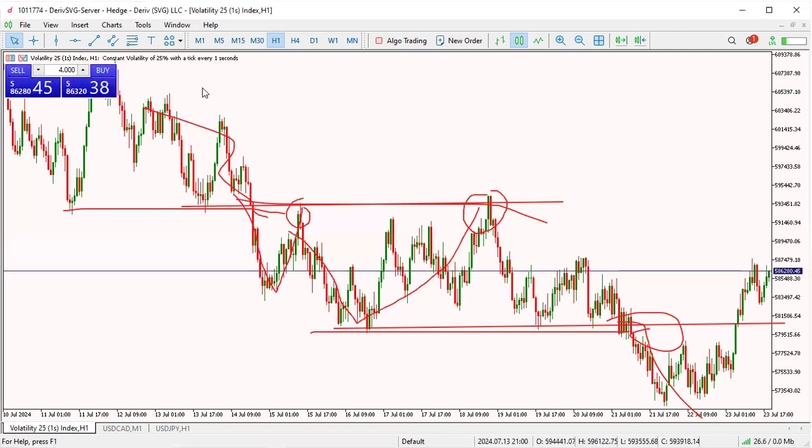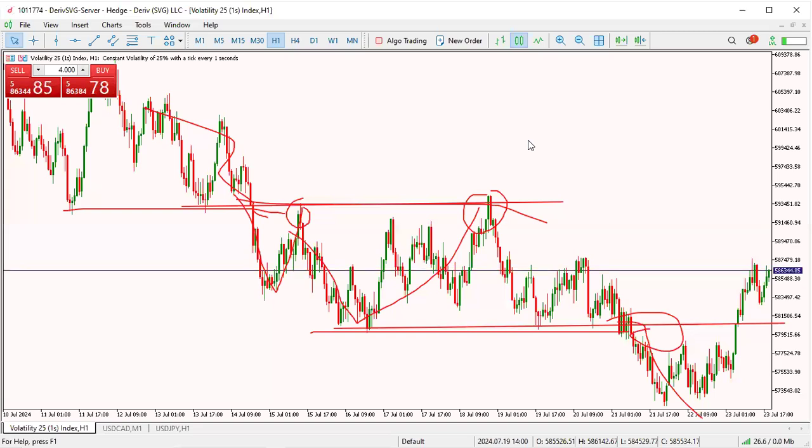The concept on synthetic indices, just to wrap it up: volatility, jump, and all other instruments, treat them just like currencies. Apply the normal strategy that you have. The only difference that we have here is there is no news, okay?